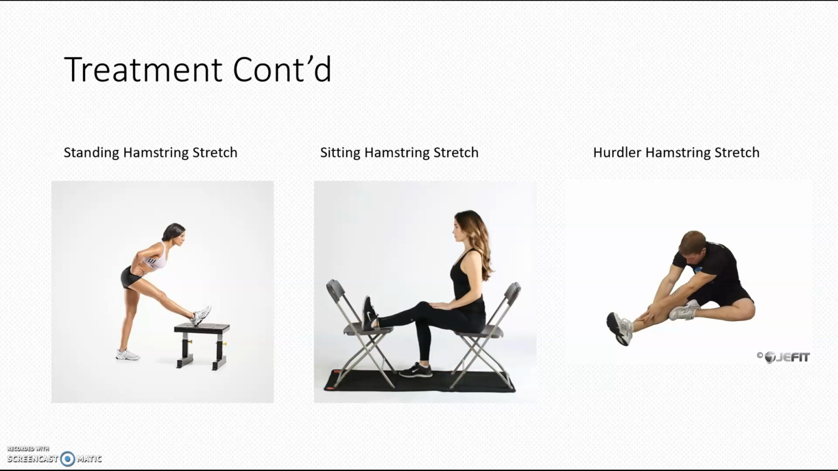And then your hurdler hamstring stretch, you're just straight out on the floor. You put your legs out in front of you. You pull your uninjured leg out to the side, bent, as you can see here. And then you just simply start bending forward until you start feeling a stretch in your injured hamstring. Again, only do it to the point where you feel it, not to where it hurts.